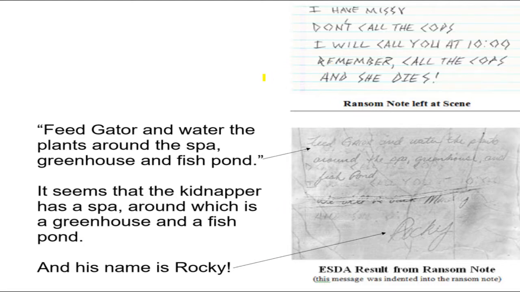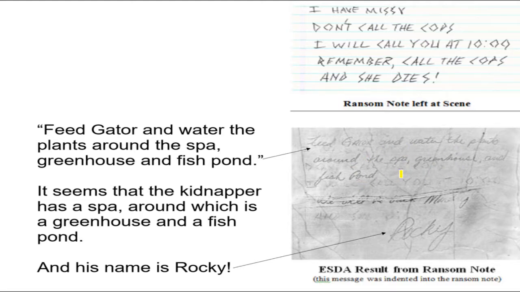They said, wait, it's probably from a pad. Maybe they wrote something incriminating above it. They put this into the electrostatic imager, and they found this writing above it. They deliberately removed it, I think, using a computer. So this they removed. But the original writing says, feed gator, I think it's the name of a dog, but whatever it is, and water the plants around the spa, greenhouse, and fish pond.